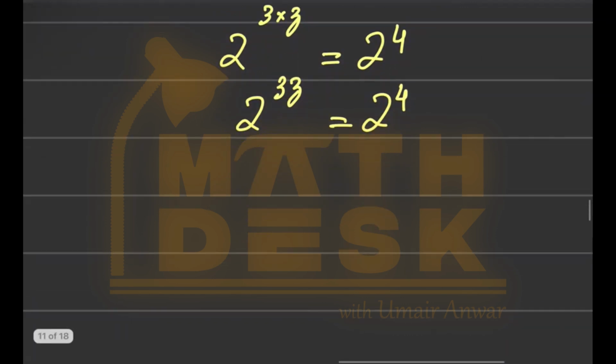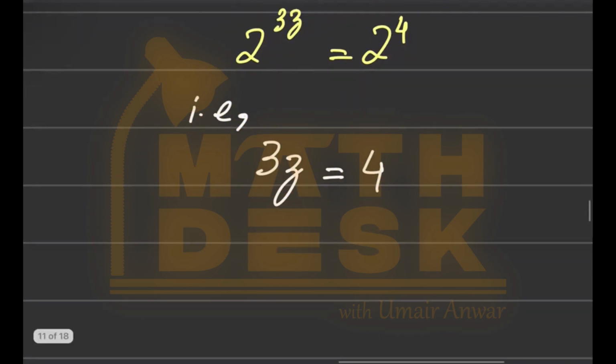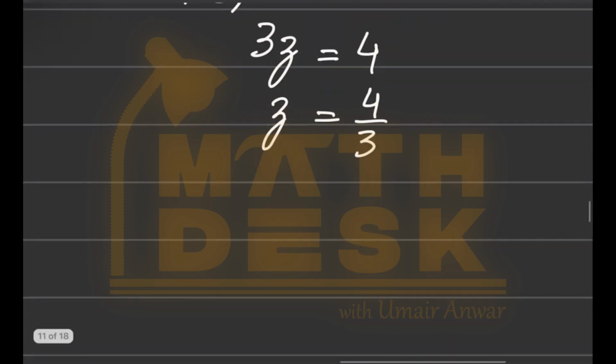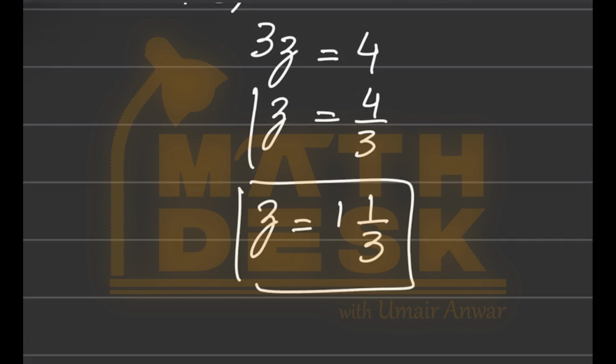Now the bases are again the same. The terms are equal. So the indices should also be equal to each other. So I'm again writing that the index on the left hand side, 3z, should be equal to the index on the right hand side, which is 4. And to find out the value of z, we need to move 3 to the other side. So 4 upon 3 is the value of z, or I could also convert it as a mixed number. So 1 whole 1 upon 3, or 4 upon 3, is the answer for this z.